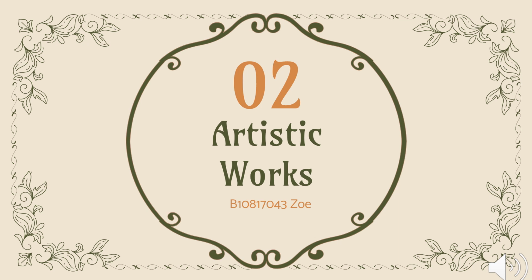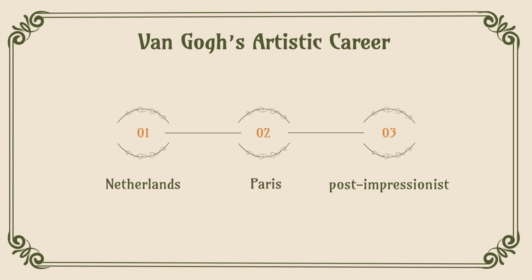Next part, Zoe will talk about his artistic works. His artistic career was extremely short, lasting only 10 years from 1880 to 1890, and it can be divided into 3 phases. The first one is when he lived in the Netherlands. The second one is the Paris phase, because he moved to Paris. His understanding of the possibilities of painting was evolving rapidly at this phase. The last one is his heyday when he became a post-impressionist painter.